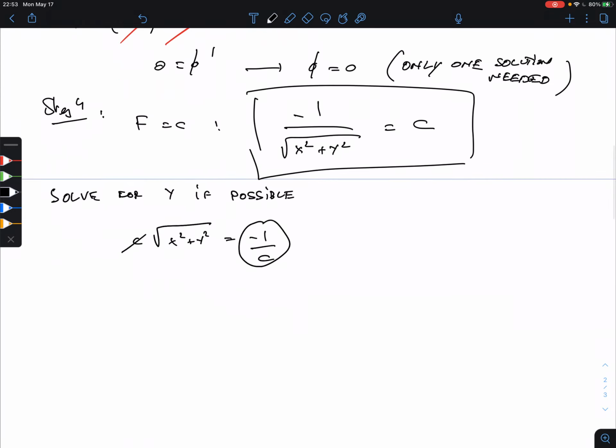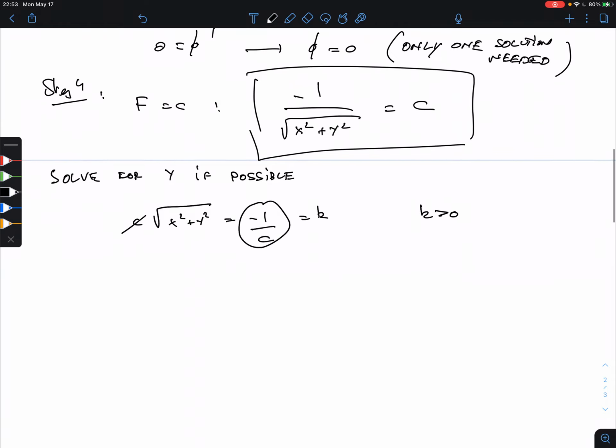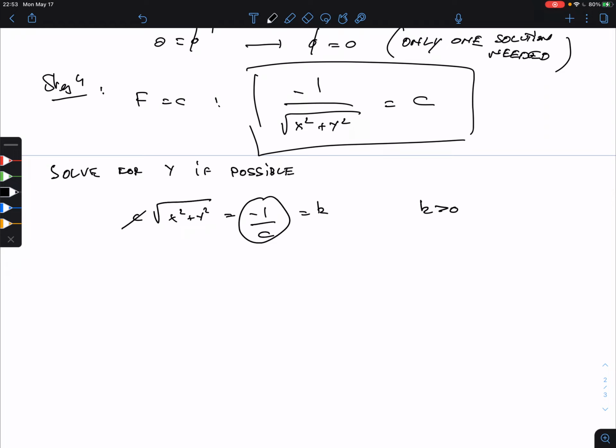So you could say this actually should be a constant k, and it should be a positive constant, otherwise there's a problem. But then you realize I can take the square of both sides: x squared plus y squared equals k squared. That is also an implicit equation still, and this is one that you recognize right away. This is the equation of a circle, centered at the origin with radius k.